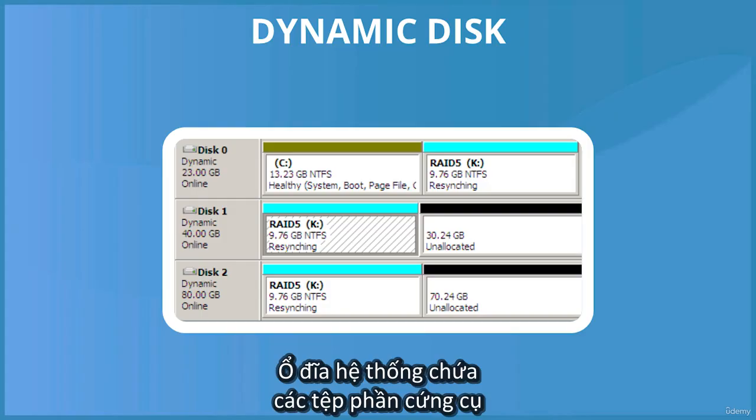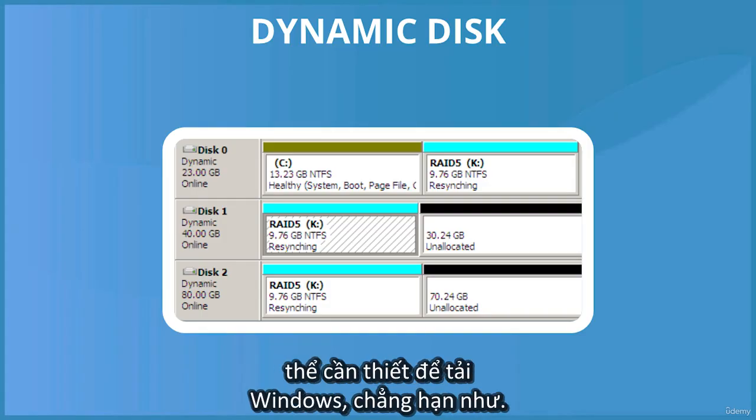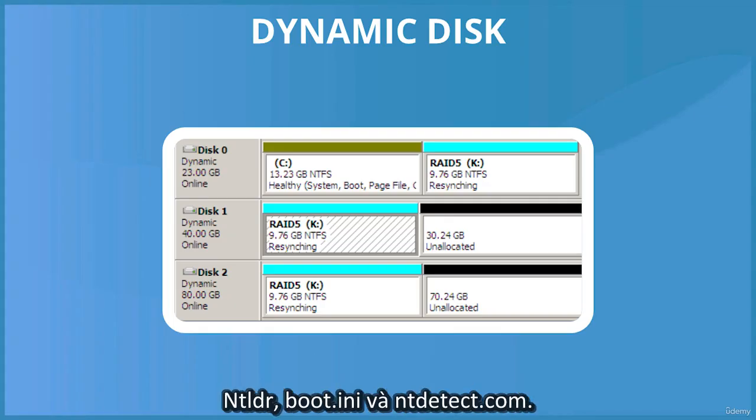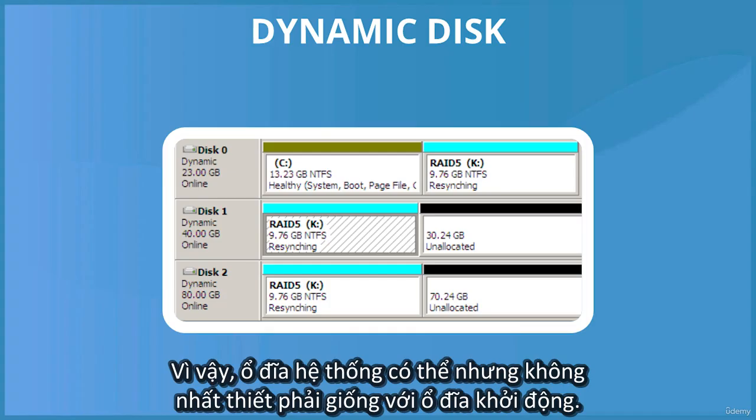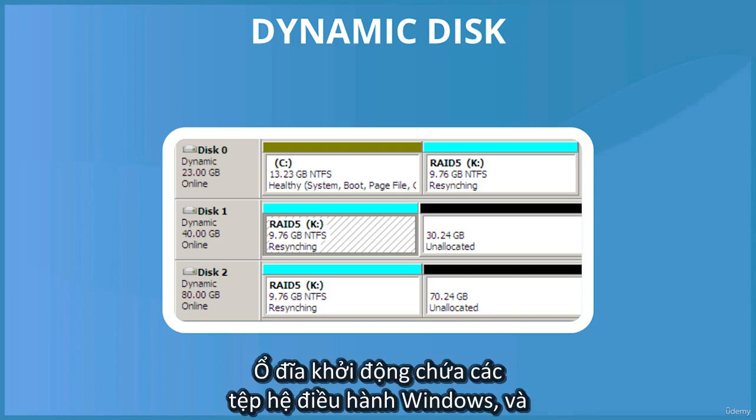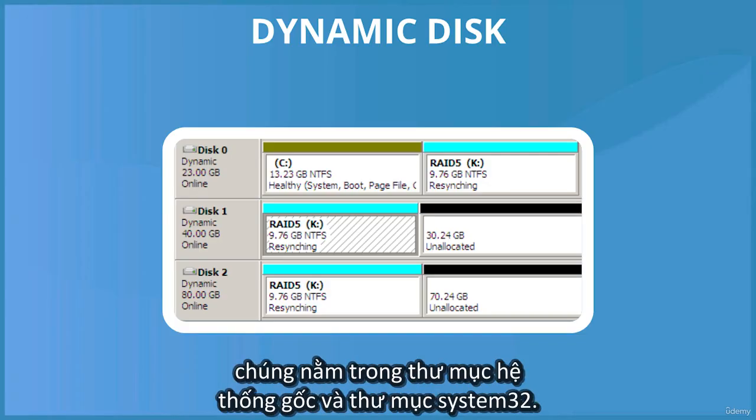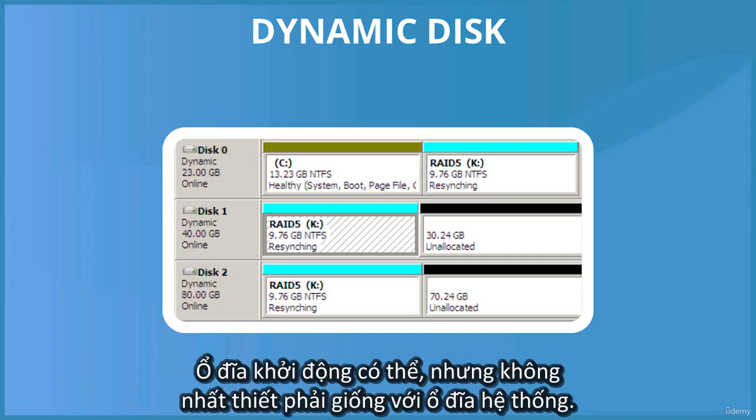The system volume contains the hardware-specific files needed to load Windows, for example, NTLDR, boot.ini, and ntdetect.com. So the system volume can be, but doesn't have to be, the same as the boot volume. The boot volume contains the Windows operating system files, and that's located in the System Root and System Root System32 folders. The boot volume can be, but doesn't have to be, the same as the system volume.